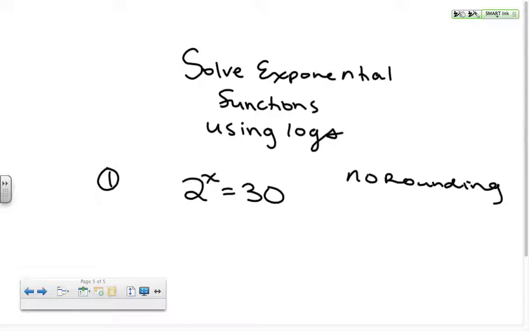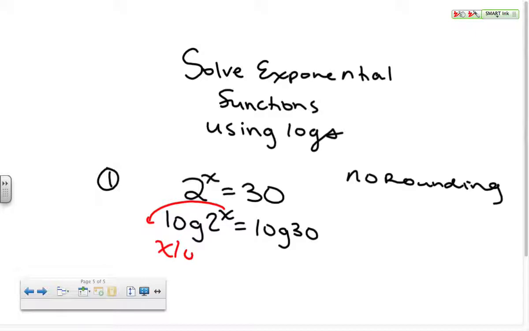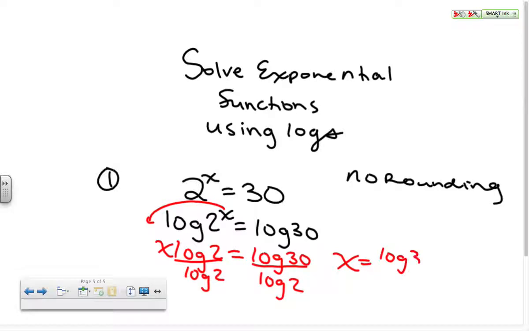So I'm going to use log base 10. It really doesn't matter what log base you use, but that's usually the one that we use unless you're told otherwise. So I'm going to go log 2 to the x equals log 30. Now I can bring the x outside of the log. So I have x log 2 equals log 30. Now I'm going to solve for x by dividing by log 2. And I have x equals log 30 over log 2.